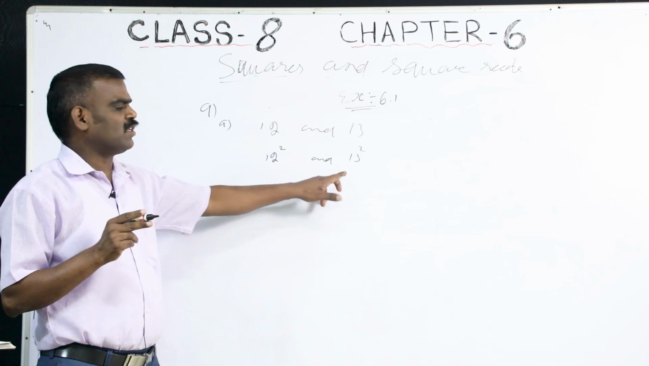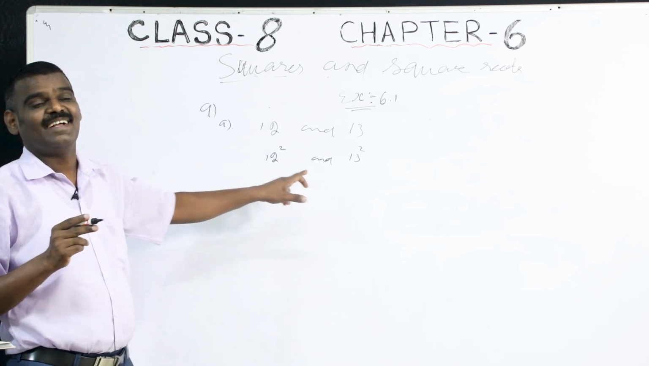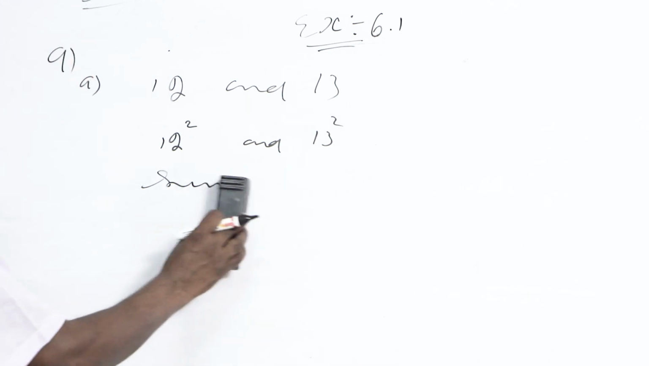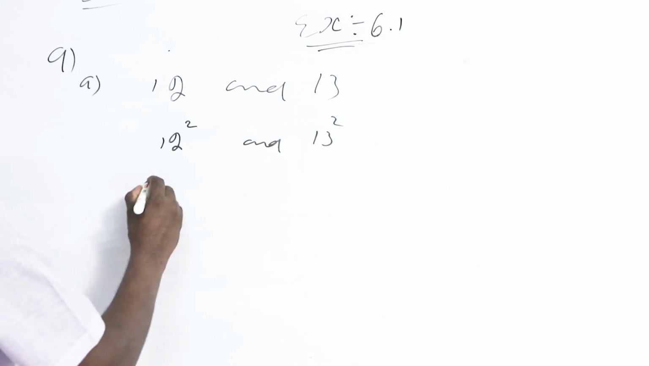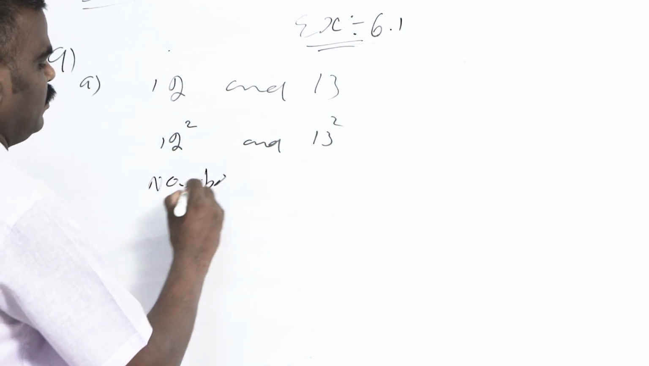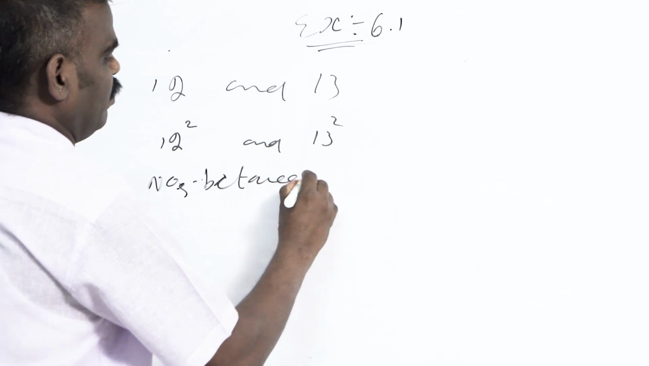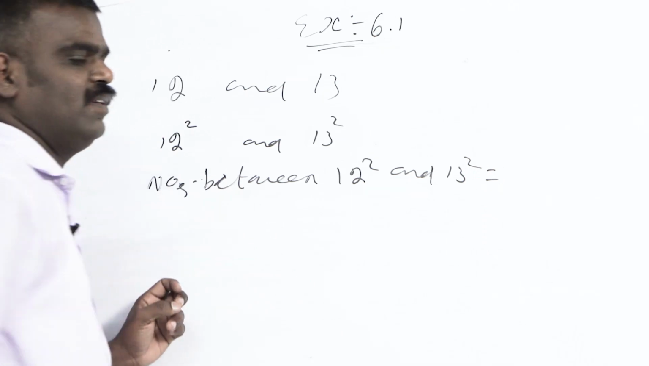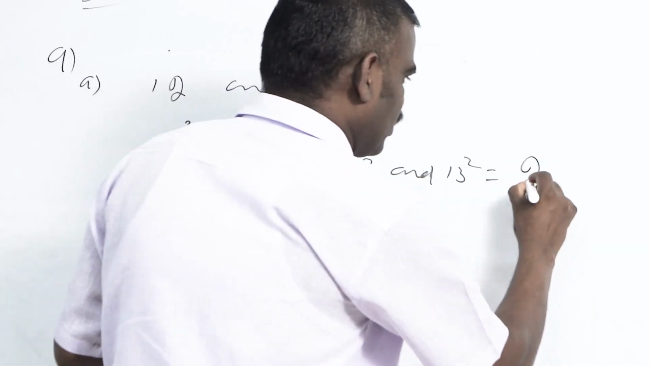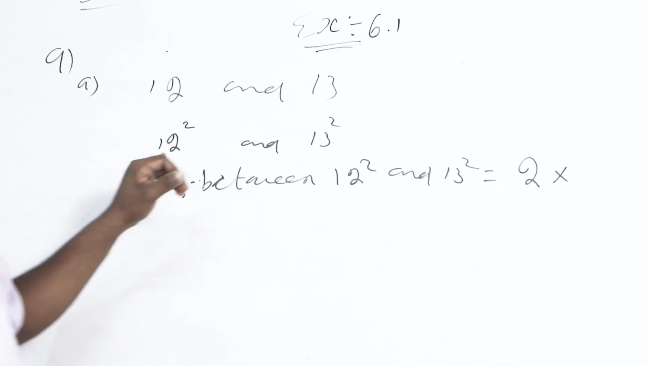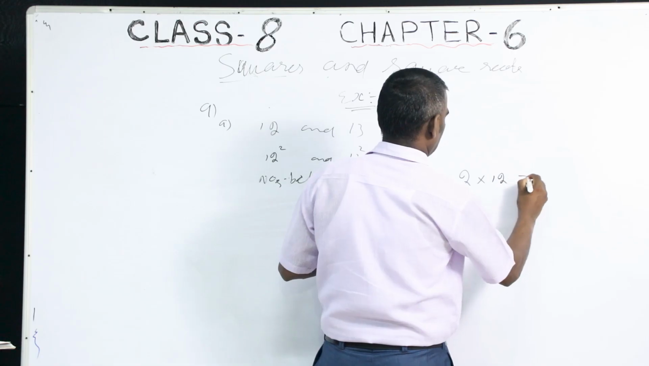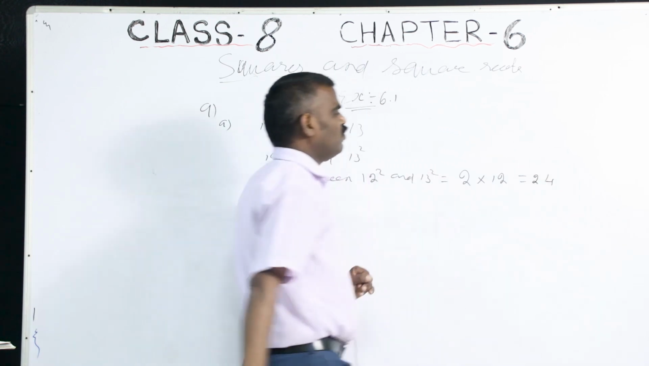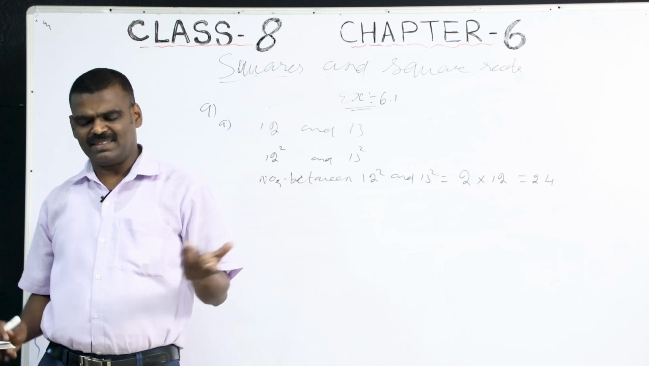If two numbers are consecutive numbers, then the numbers between 12 square and 13 square, do you remember, are 2 into the smaller number. What is the smaller number? 12. 2 2s are 4, so 24 numbers are there. Okay, that's the question I explained to you.